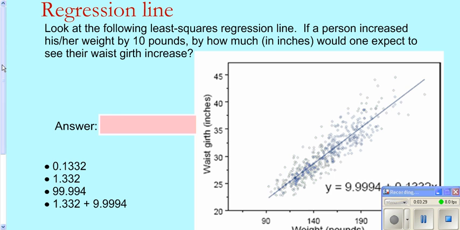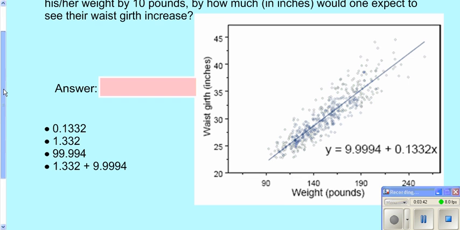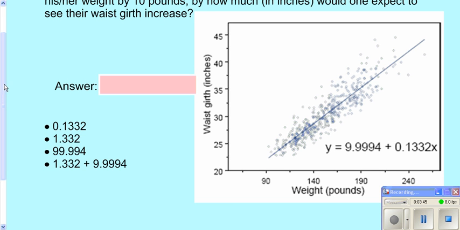So we want to go ahead, and if a person increases his or her weight by 10 pounds, how much would you expect their waist girth to increase? Well, there's a couple of ways you could do that. You could figure out what it would be for, say, 140, and then also for 150, because that's going up by 10 pounds, and look at the difference in those two. That's one way to do it, and you would expect your waist to increase by 1.332 inches.